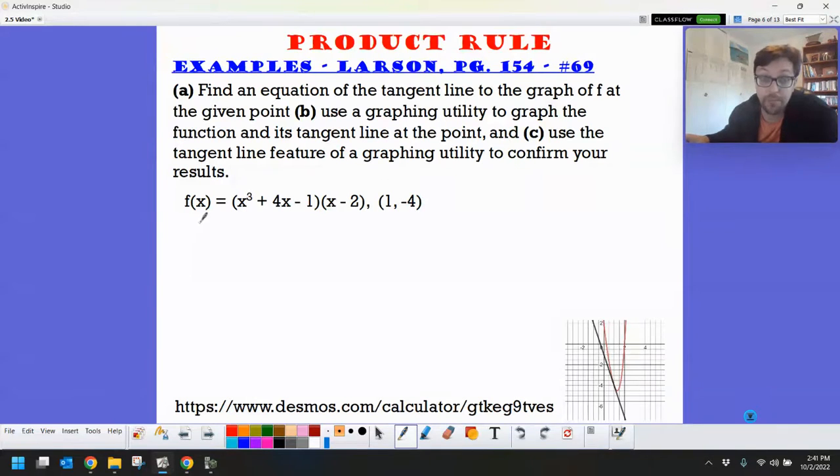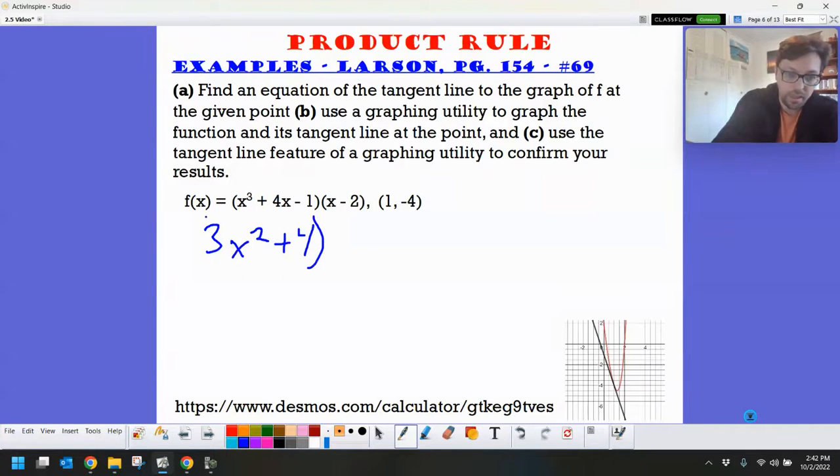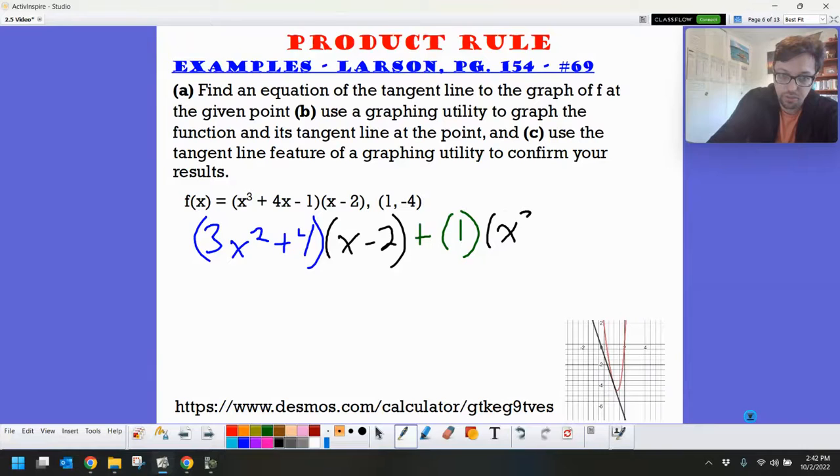So I can get the slope by finding the derivative of f of x. So I've got to find that derivative. So I start with the derivative of the first, which is 3x squared plus 4, then multiplied by the second, which is x minus 2, plus the derivative of the second, which is just a 1, times the first, which is x cubed plus 4x minus 1. So this is f prime of x.